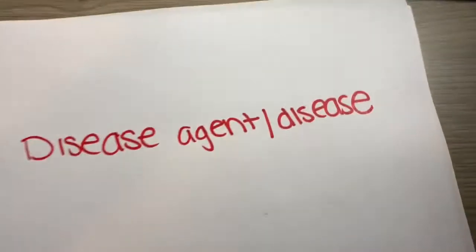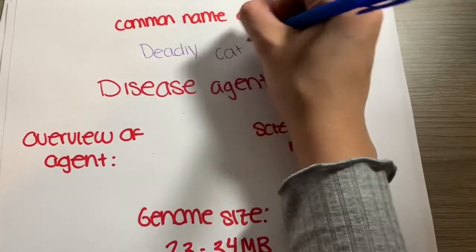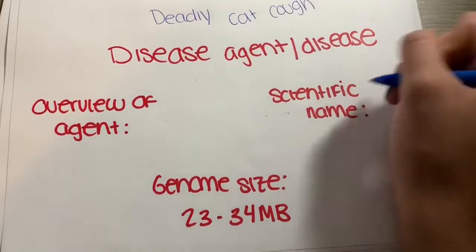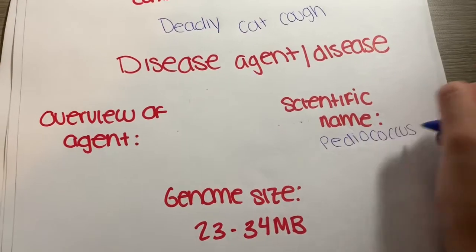Our disease agent, or disease, its scientific name is Pediococcus pneumonia. Its type is bacterial. The common name of this disease is the deadly cat cough, of course.